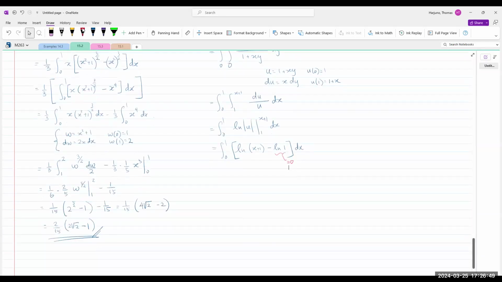Now the next question is, how do we integrate natural log of x plus 1? Now this is not 1 over x plus 1, you know. The integral of 1 over x plus 1 dx is natural log of absolute x plus 1 plus a constant. That's true. But the integral of natural log is not 1 over. Don't forget the ordering. I hope you remember for this we do integration by parts.